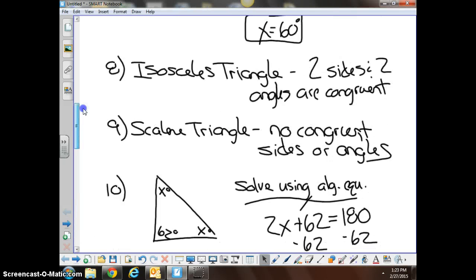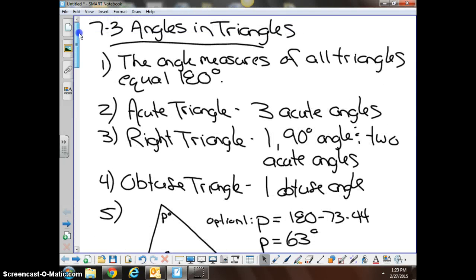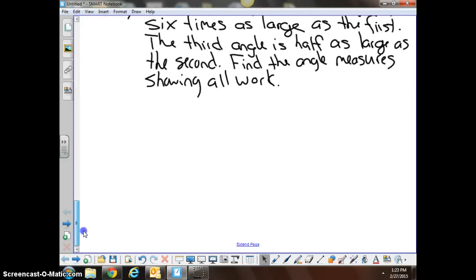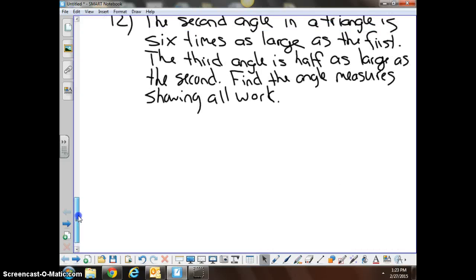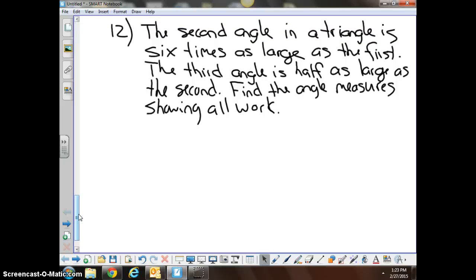Today we are working on angles and triangles 7-3, and we have a problem that we're trying to solve in number 12. The second angle in a triangle is 6 times as large as the first. The third angle is half as large as the second. Find the angle measures showing all work. We're going to start off by naming each of our 3 angles, or by identifying the measurements for each of our 3 angles. So give me the measurement for at least one of these angles.